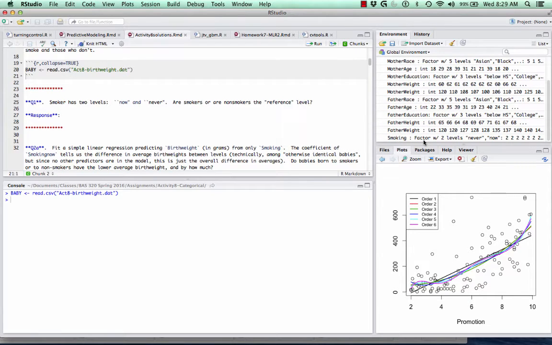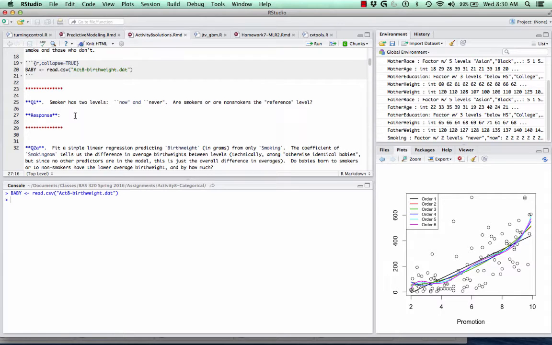Now, this is a categorical variable with two levels, never and now, which keeps track of whether the mother is currently smoking or has never smoked, basically during pregnancy. Question 1 asks us to determine which level, now or never, is the reference level. When we interpret p-values and coefficients, everything is done with respect to the reference level, so it's important to identify which it is.